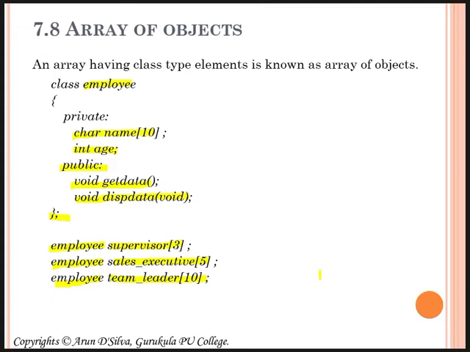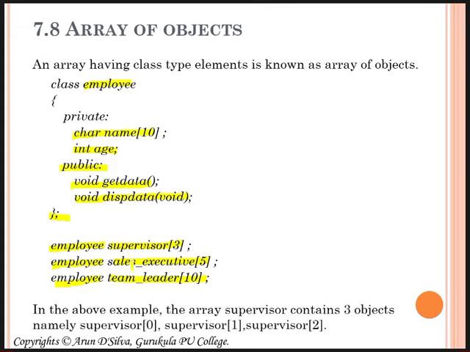Now here, for example, supervisor 3 contains 3 objects, as I just said. That is supervisor 0, supervisor 1, supervisor 2. So 3 different objects. Similarly sales executive 0, 1, 2, 3, 4, and team leader 0, 1, 2, 3, 4, 5, 6, 7, 8, 9. So this is the way we can make use of objects as an array.